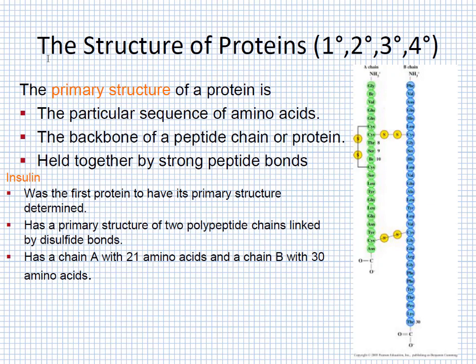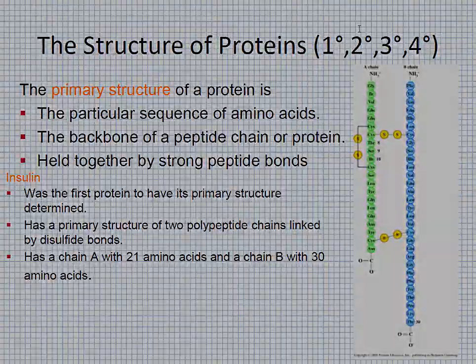The next lecture, we will finish up this chapter. We'll talk about the structure of proteins. Remember we had primary, secondary, tertiary amines, or primary, secondary, tertiary alcohols. Well, for proteins there's a primary, secondary, tertiary, and also a quaternary structure, and that's what we'll be talking about in the next lecture.